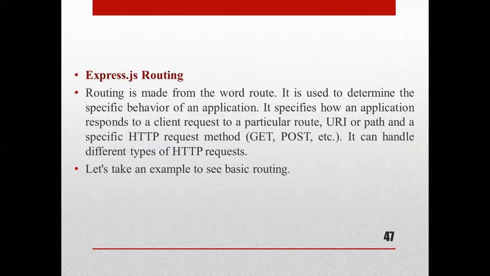So next one is Express.js routing. Routing is made from the word route. It is used to determine the specific behavior of an application. It specifies how an application responds to a client request to a particular route, that is a path and a specific HTTP request method, that is get request or post request. So it handles the different types of HTTP requests. We are going to see one example for basic routing.